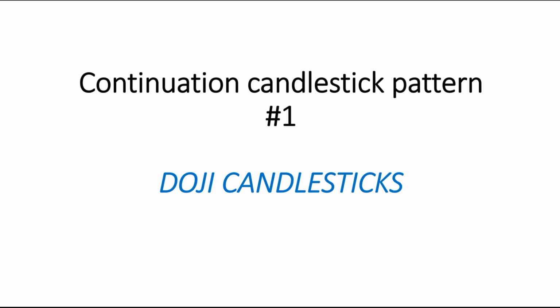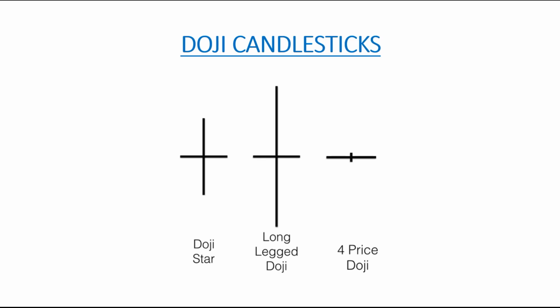So let's start with continuation candlestick pattern number 1, the doji candlesticks. The dojis are a special form of candles because they almost have no body. The absence of the candle body means that the opening and closing prices were exactly or almost exactly the same level. This is more common in sideways trends, but at the end of an up or down move, it means that the previous dominance of the bulls in an uptrend or of the bears in a downtrend is gone and a balance has been established for the moment.